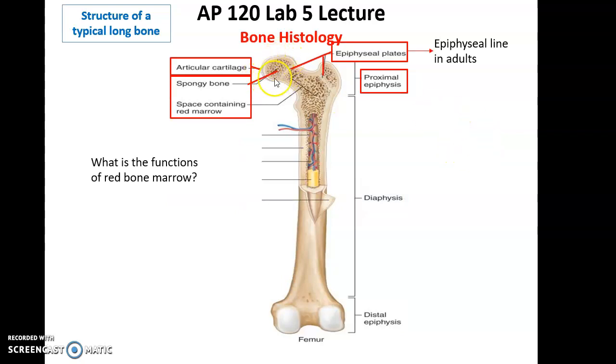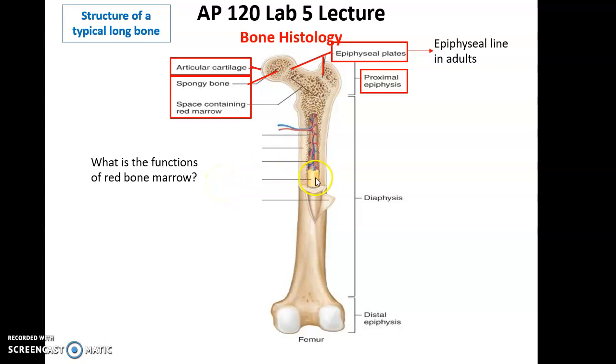At the smooth ends where joints are formed, you find the articular cartilage. And then within the epiphyses, besides spongy bone and the little spaces that have the red bone marrow, you have these little lines referred to as epiphyseal lines in adults. So adults have epiphyseal lines, and in children they're referred to as epiphyseal plates. The function of the red bone marrow is to make the blood cells.